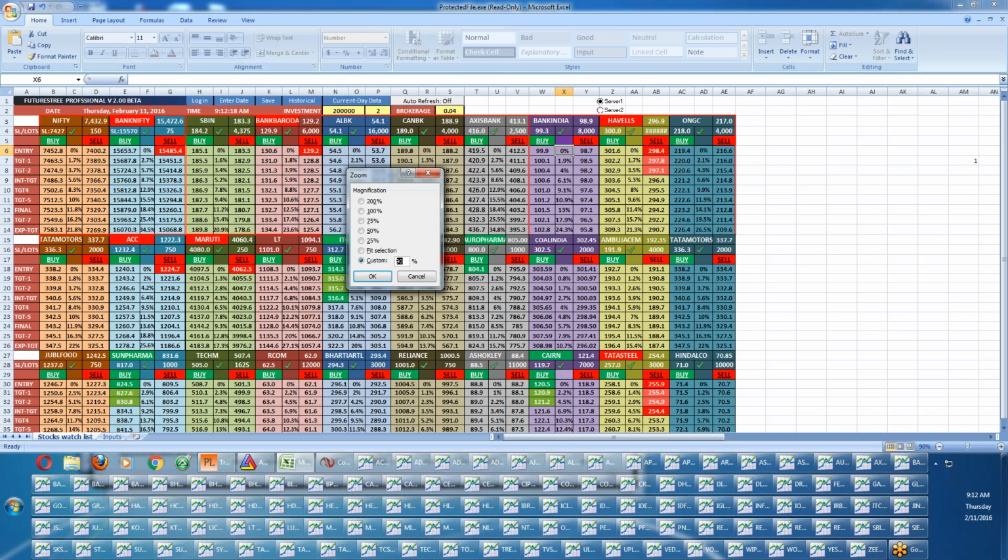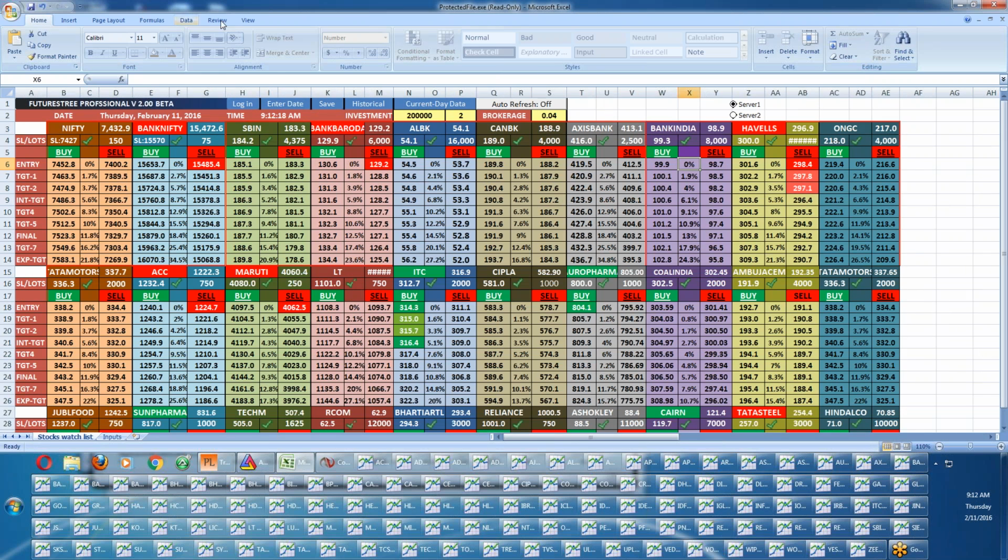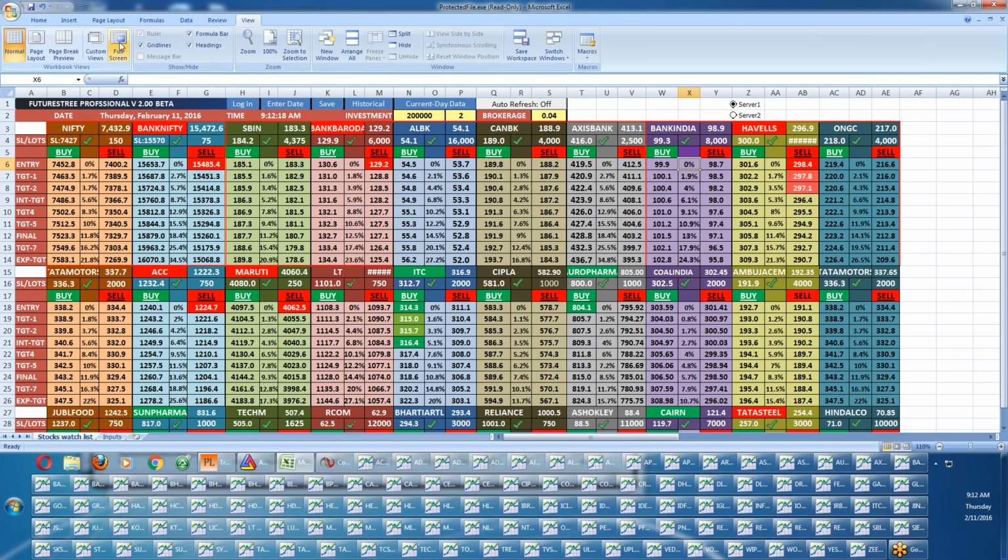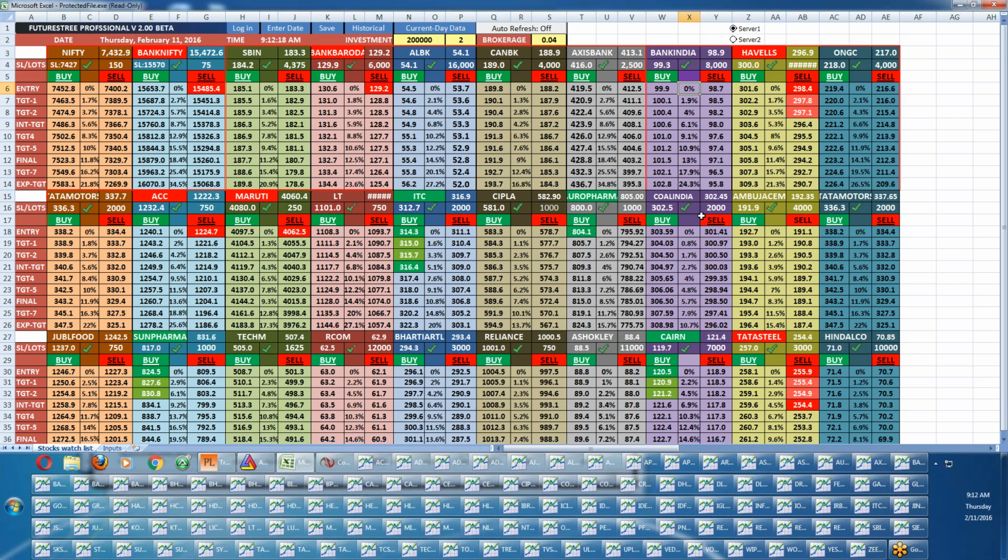Let me increase the size, and I'll put it on full screen mode. Another 3 minutes we'll be getting the data, and then we can start off.